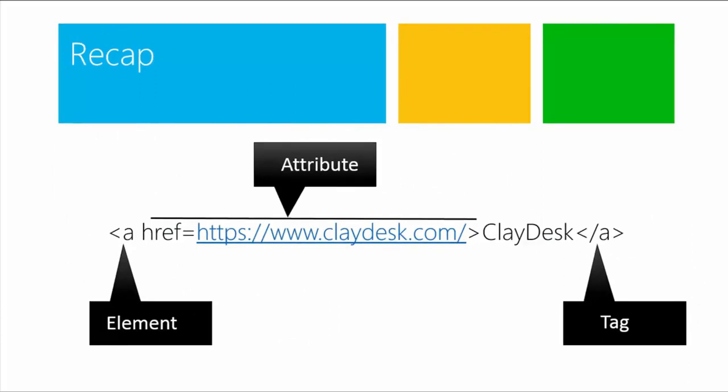So here's a quick recap and further elaboration of the HTML structure. So the first is the element. The middle part is our attribute. And then, of course, our tag that closes upon the elements and the attributes. Okay.